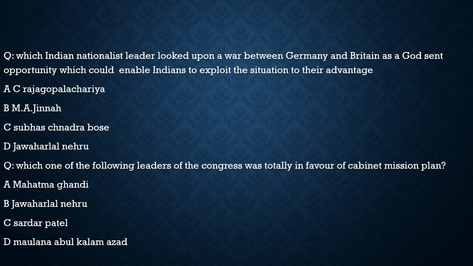Here the first question says, this is a previous year question. It says, which Indian nationalist leader looked upon a war between Germany and Britain as a God-sent opportunity which could enable Indians to exploit the situation to their advantage? It is a very simple and straightforward question. If you have the basic knowledge about Indian leaders, you definitely know the answer. For this question, the correct answer is Subhash Chandra Bose. According to him, the war between Germany and Britain was a God-sent opportunity which could enable Indians to exploit the situation to their advantage. And this was one of the reasons that there was conflict between Subhash Chandra Bose and Mahatma Gandhi. So with respect to this question, the correct statement is statement C.